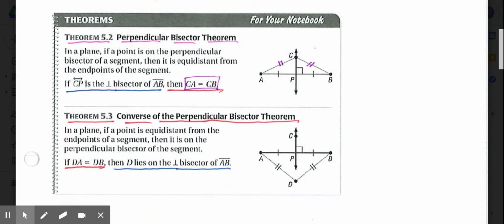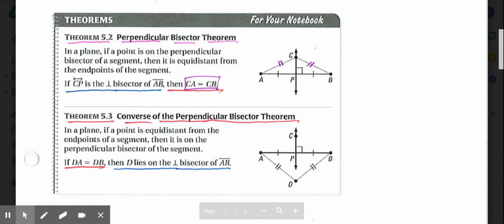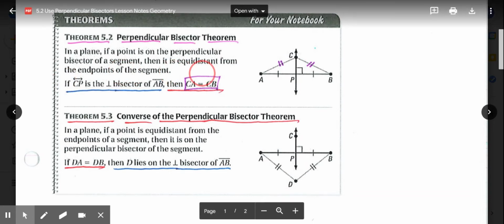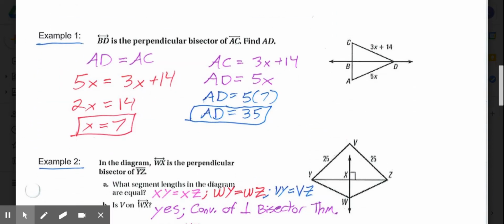And then we have the converse of that. The converse of the perpendicular bisector theorem says, in a plane, if a point, like in this case, point D, is equidistant from A and B, that tells us point D must be on the perpendicular bisector of AB. So if we know DA is equal to DB, then we know D is on the perpendicular bisector of AB. So going in reverse of the theorem above. So then let's explore those theorems.